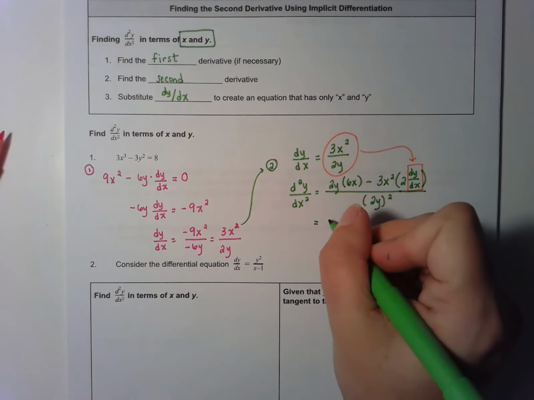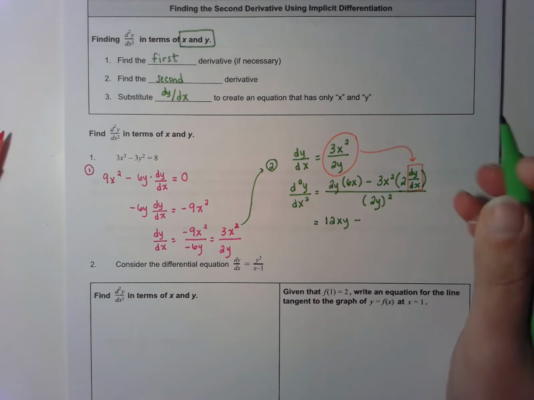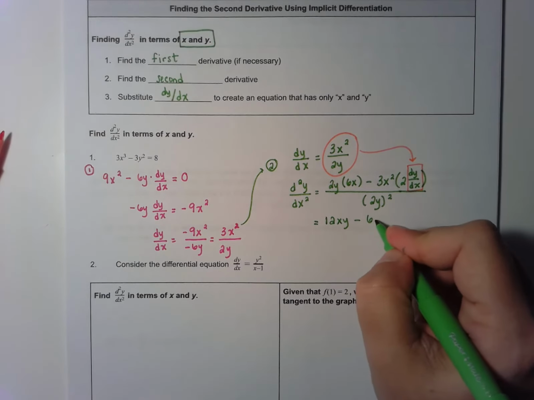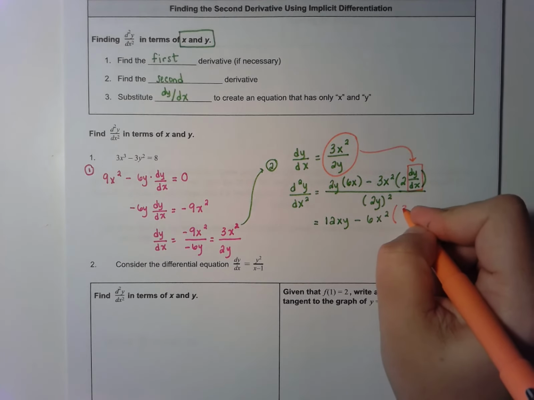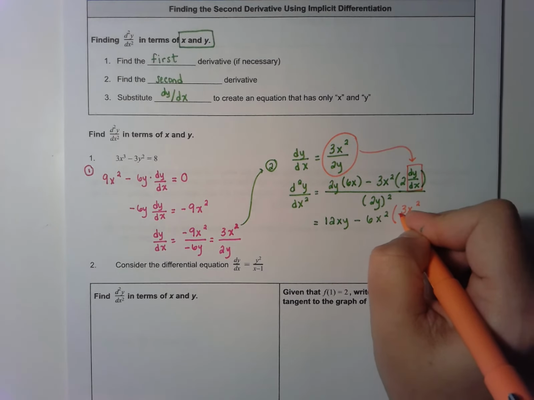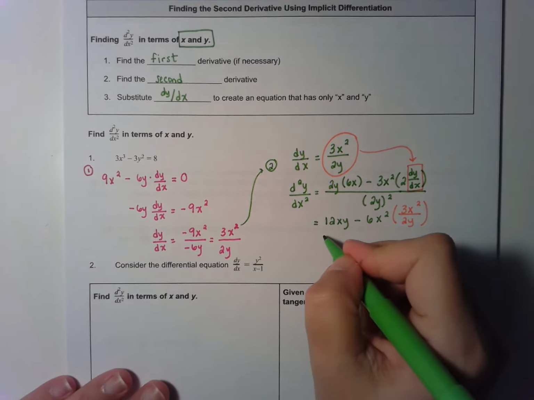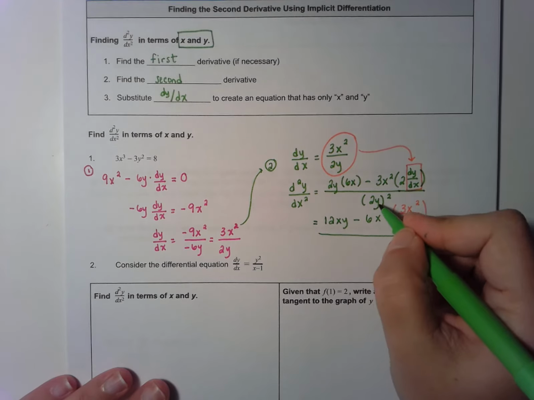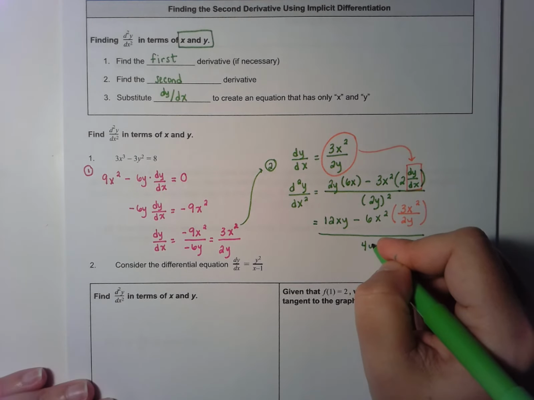So 2 times 6 would be 12xy minus 3 times 2 would be 6x squared times 3x squared over 2y, all over, and 2y squared would be, if I multiply that, 2y times 2y would be 4y squared.